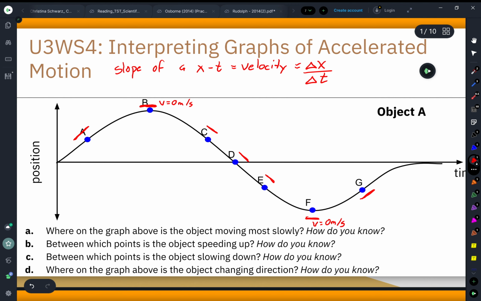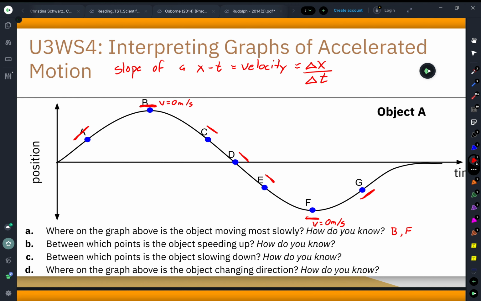So B and F both have a slope of 0 because the tangent lines, those lines that connect to the curve at a single point, are flat. So where on the graph above is the object moving most slowly? It's point B and point F. We know that because the slope of the line is 0.